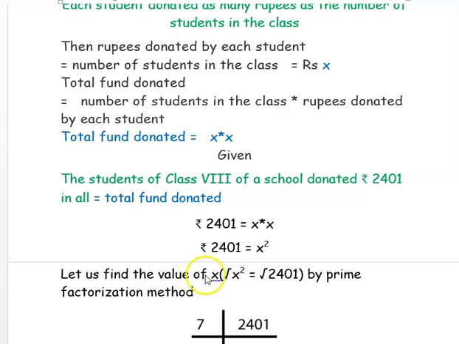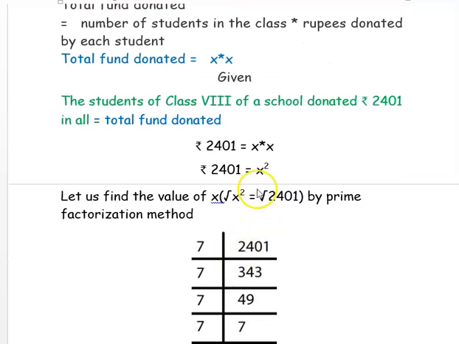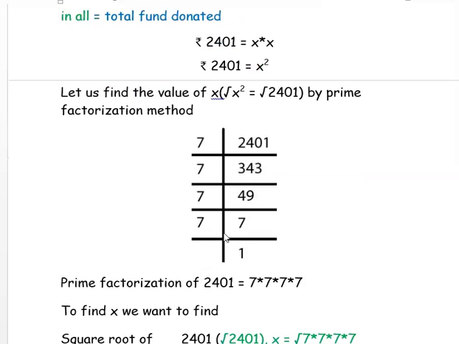So now let's find the value of x. How to find the value of x? We have to take the square root of this x square to find the value of x. We know that it's easy to find the answer by using the prime factorization method. So let's find the prime factorization of 2401. I divide it by 7 and get 343, which divided by 7 gives 49, which divided by 7 gives 7, which divided by 7 gives 1. So the prime factors of 2401 are 7 into 7, 7 into 7.